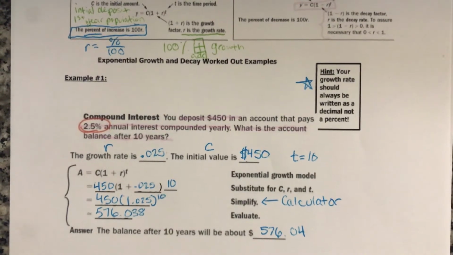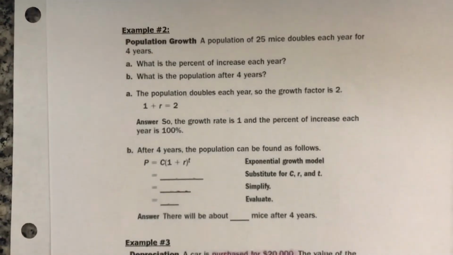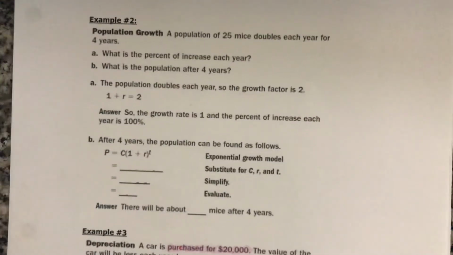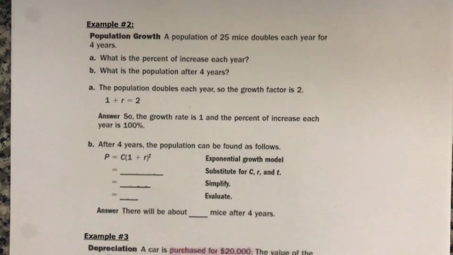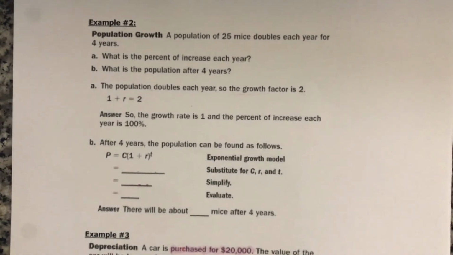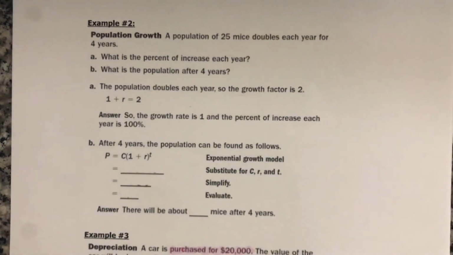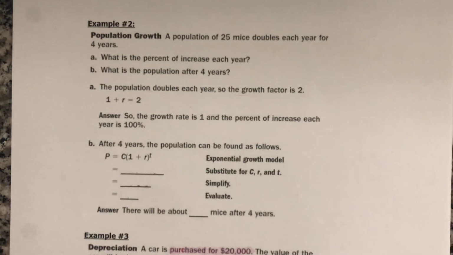So let's go ahead and go to the next exponential growth question, which is example 2. Example 2 is talking about population this time, so let's go ahead and read it. It does have 2 parts, so we're going to do both parts. It says a population of 25 mice doubles each year for 4 years.